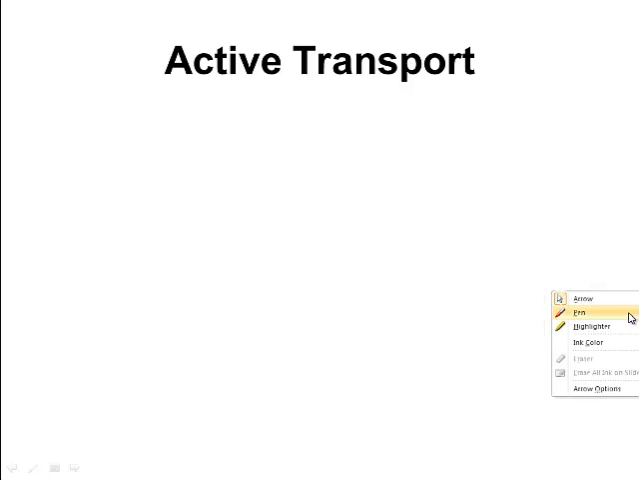Okay, this is the last podcast for Standard 2.1b, and this one is on active transport. So in the previous podcast, we talked about passive transport, which is when molecules are going to move from a high concentration to a low concentration, and that movement does not take any energy. And remember, that's because molecules are in constant motion, and they want to be where they're going to have the most amount of room to move around.